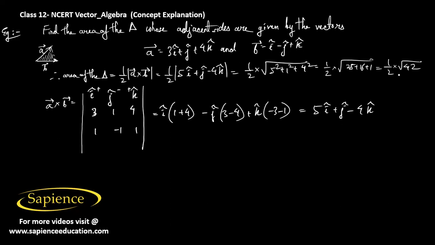So this is 42. Half of square root of 42. So that will be equal to root over 42 by 2 square units. Root over 42 by 2 square units, it is the answer.